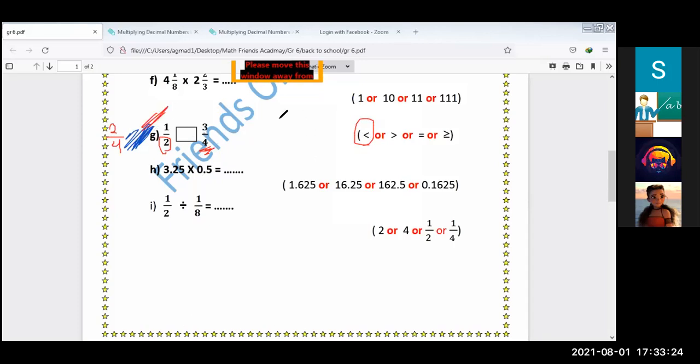Anyone has another idea to solve this question? Look, grade 6, we have different ways to solve one question. It means you don't have any reason or any excuse. So tell me, teacher, I don't know. Anyone has another idea to solve this question?